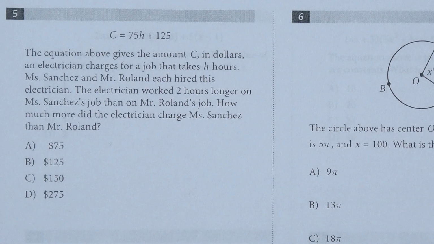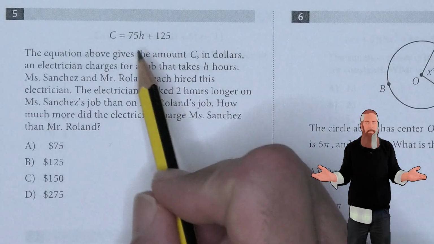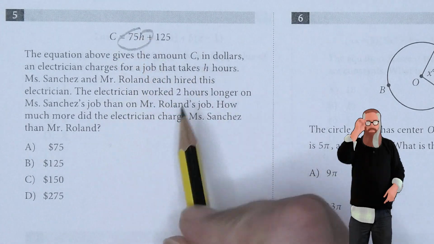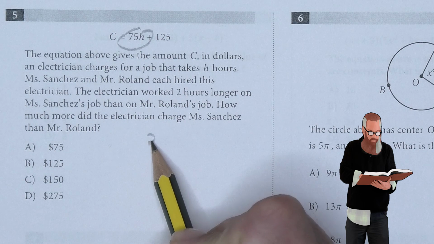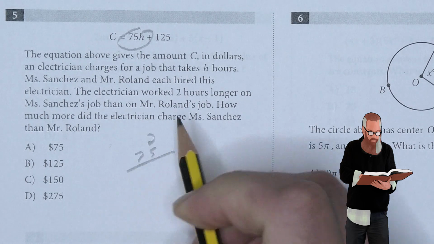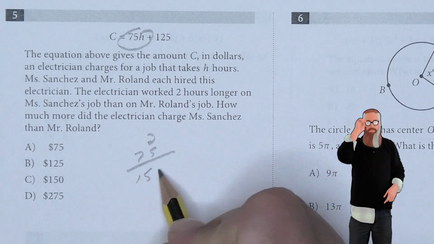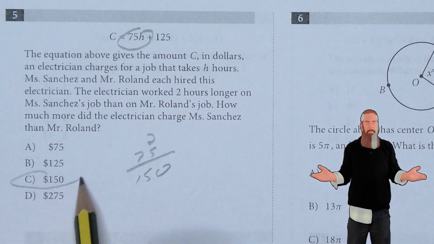Well, the key here is that it's $75 per hour, and they did work for 2 hours longer on that job. So just by multiplying that, we get 150, so C is the answer.